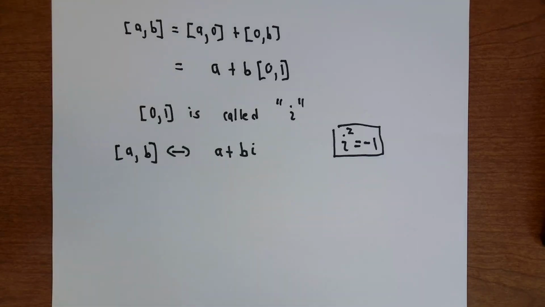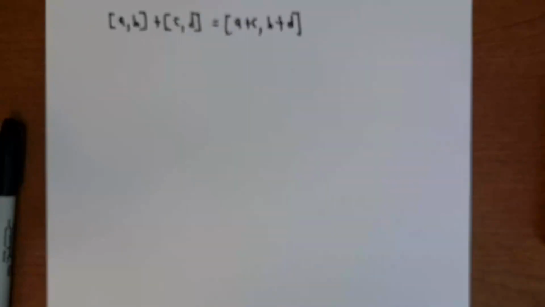I want to be very explicit here about the connection between the way we did arithmetic in the bracket form and this new a plus bi form. In the bracket form, [a, b] plus [c, d] is [a plus c, b plus d]. What does this look like when written in our new symbolism?